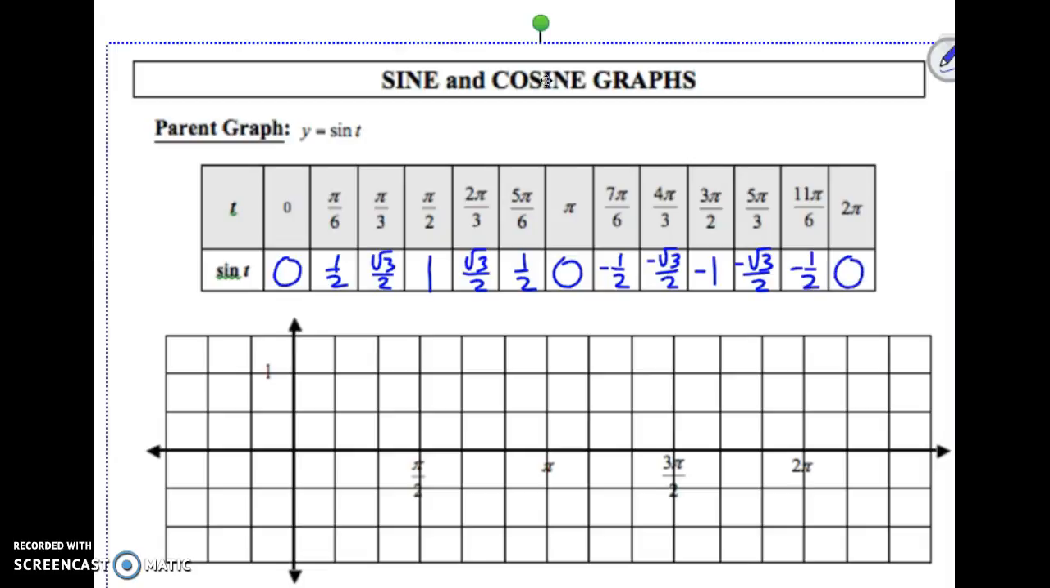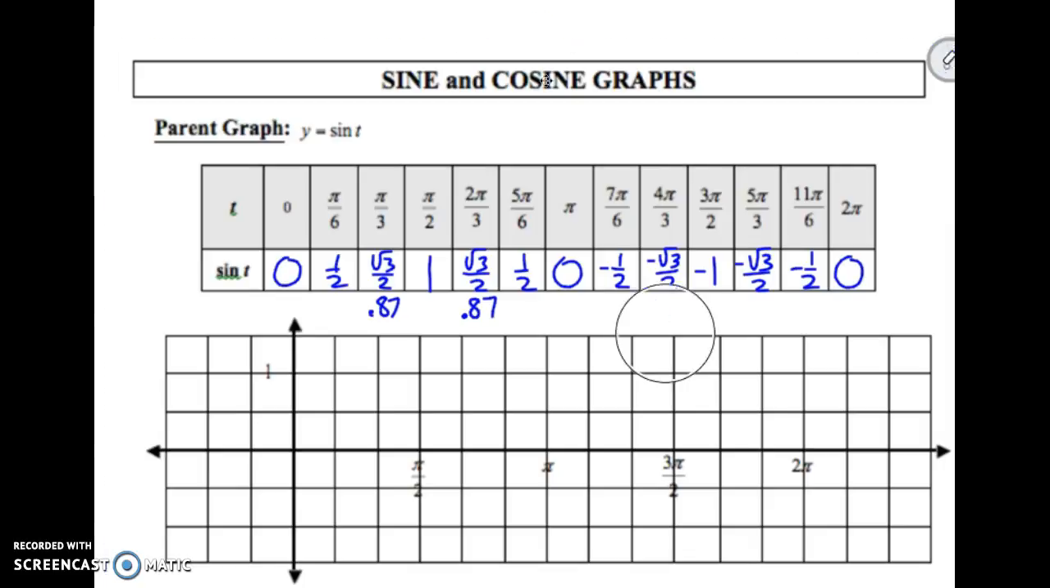Now, some of these, I don't really know what these numbers are off the top of my head. For example, square root of 3 over 2. So if you grab your calculator and do square root of 3 divided by 2, that is 0.87. So this one's going to be 0.87. This one's going to be negative 0.87. And this one will be negative 0.87. Okay, so now I'm going to go ahead and graph the points for this curve.